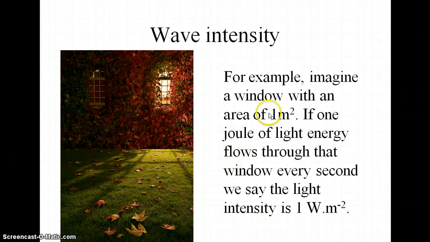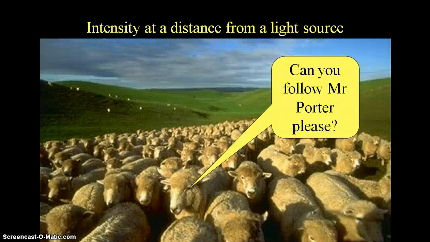So you can sort of visualize what that means. If you had a window, see this window here, let's imagine it's 1 meter squared, so 1 meter by 1 meter. If 1 joule of light energy flows through that window every second, then we can say the light intensity is 1 watt per meter squared. Now what would happen in a lesson is we go outside and look at a lamp and imagine what would happen to the energy of the lamp as it's spread out from the light source.